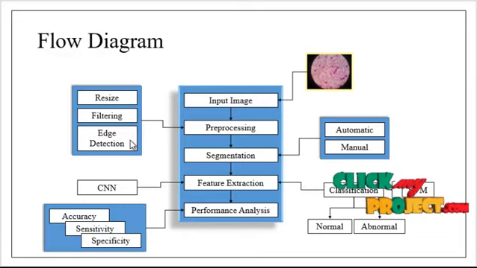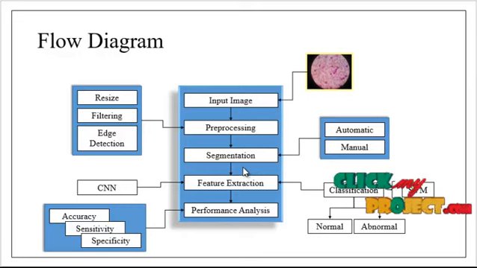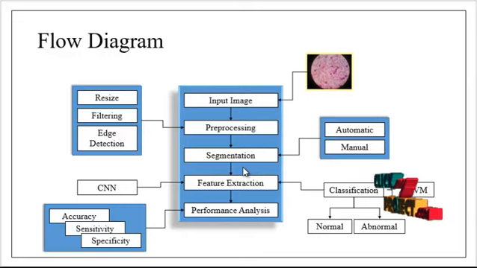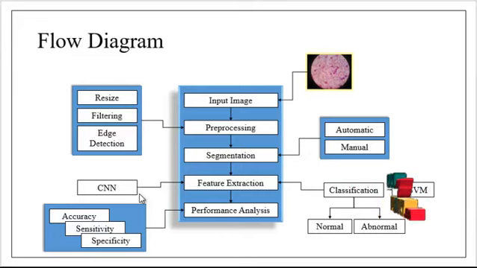In this edge detection portion, the cell edges will be detected, then the features of the edge portions will be extracted. After edge detection, the segmentation is carried out. In this segmentation portion, the affected portions will be segmented, either automatically or manually, by means of the thresholding method. After segmentation, feature extraction is carried out. In this feature extraction, the CNN is applied. This is a kind of deep learning method, the convolutional neural network.